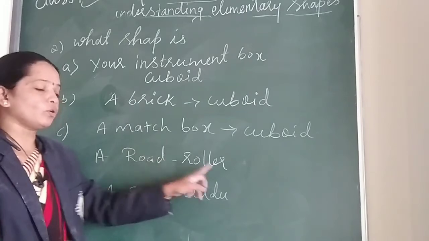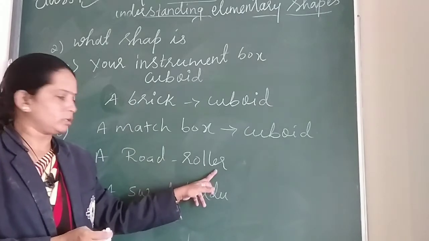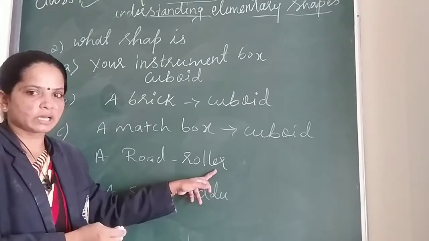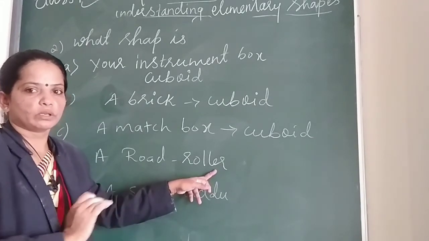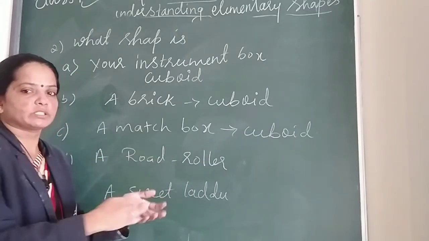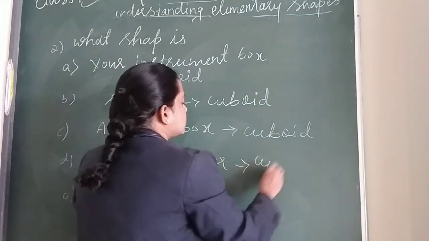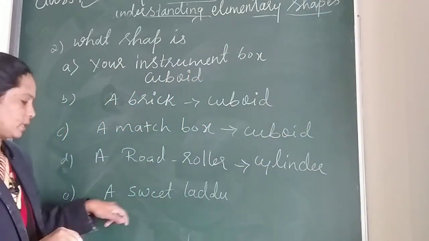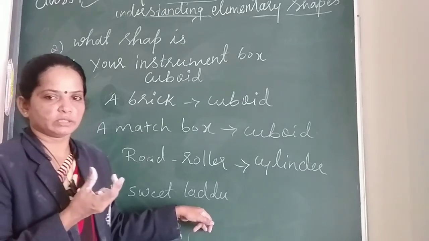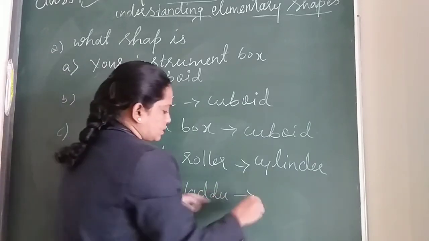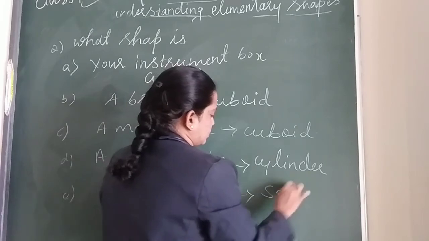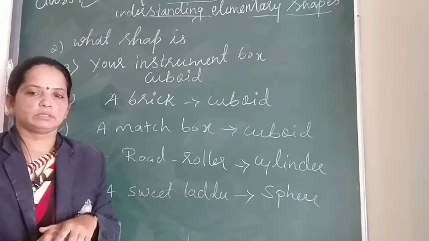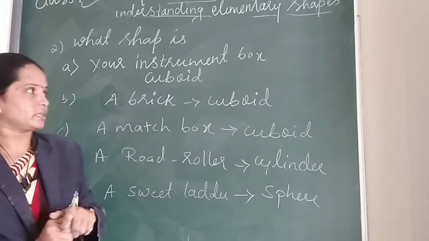So next one, a road roller. You have seen the road roller. On the road they will put the tar. So to flatten that, the road roller will be there. So the road roller, which rolls, is in the form of a cylinder. Next one, a sweet laddu. You have seen the laddu, you have eaten it. So that is in the form of a sphere. So by this, we completed the exercise 5.9.